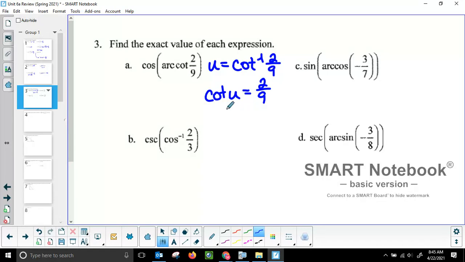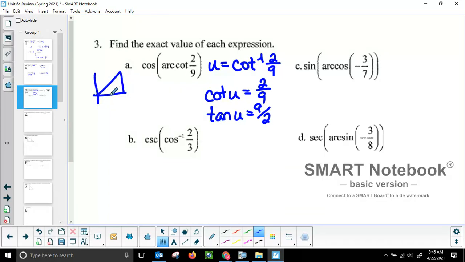Cotangent isn't really part of our SOHCAHTOA, but cotangent is the reciprocal of tangent. So we know that if cotangent of u is 2/9, then tangent of u must be equal to 9/2. Now, we were originally dealing with inverse cotangent, which goes along with inverse tangent since they're reciprocals. Inverse tangent deals with the right half of the unit circle, so the first or the fourth quadrant. 2/9 is positive. Is tangent positive in the first or the fourth quadrant? First, right? Everything's positive in the first. So we know that our angle is somewhere in the first quadrant.